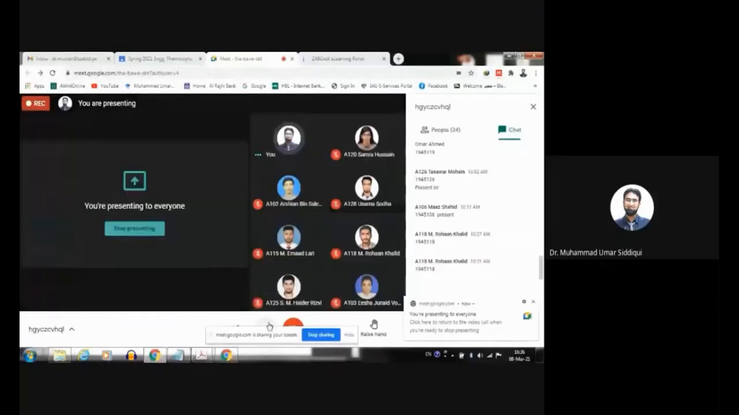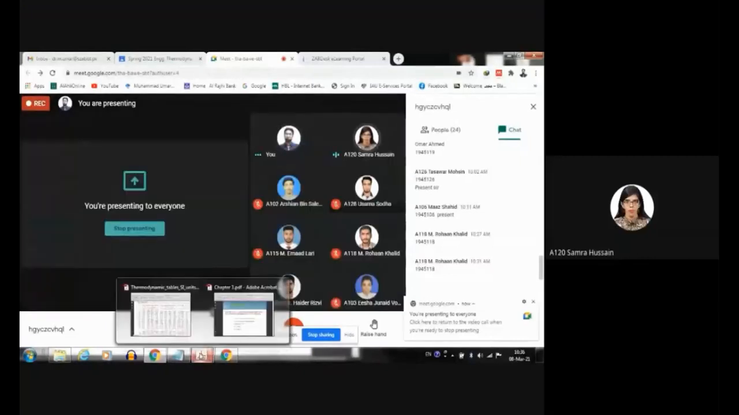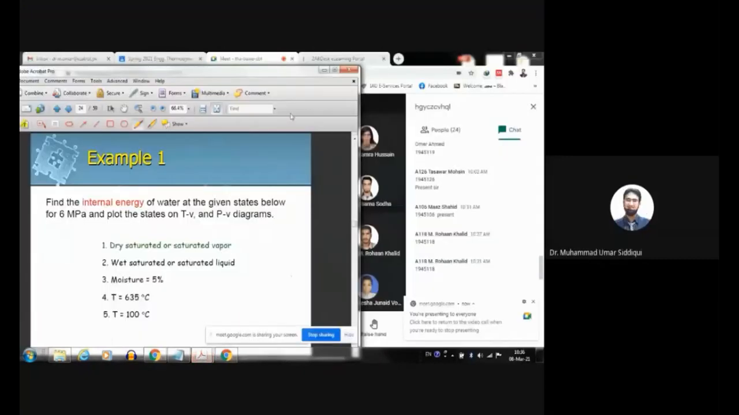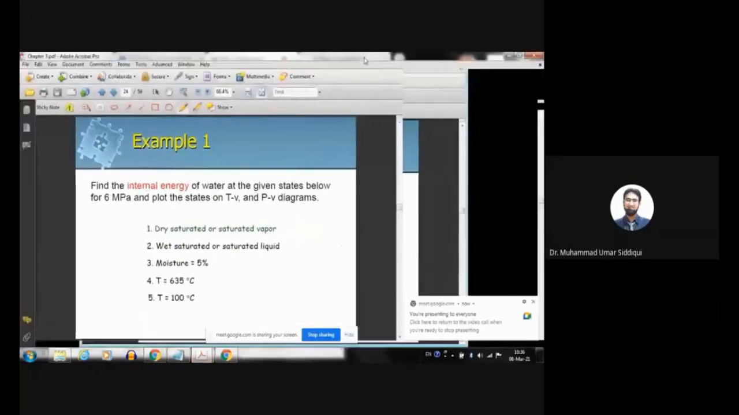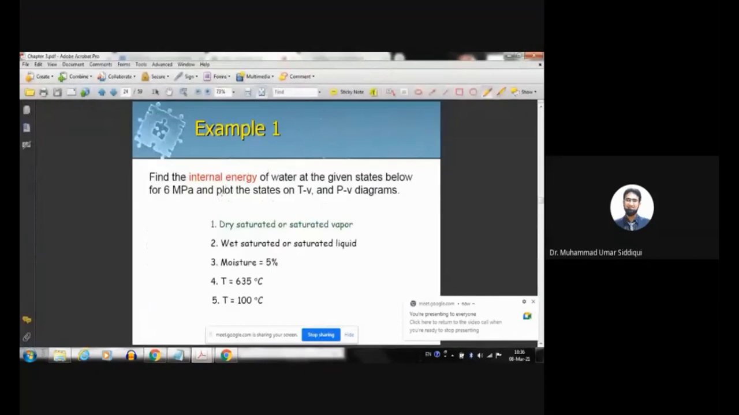Can you see my screen? Yes, sir. Okay, good. Now, we need to find the internal energy, U, of water at the given states below for 6 megapascal. Pressure is given as 6 megapascal, and we must plot the states on the T-V and P-V diagrams. We have 5 cases and we need to find U.